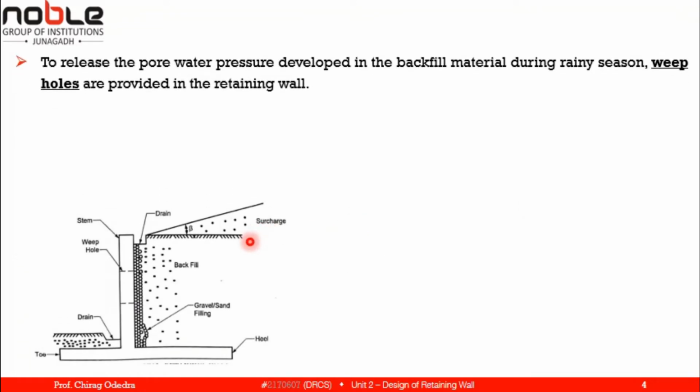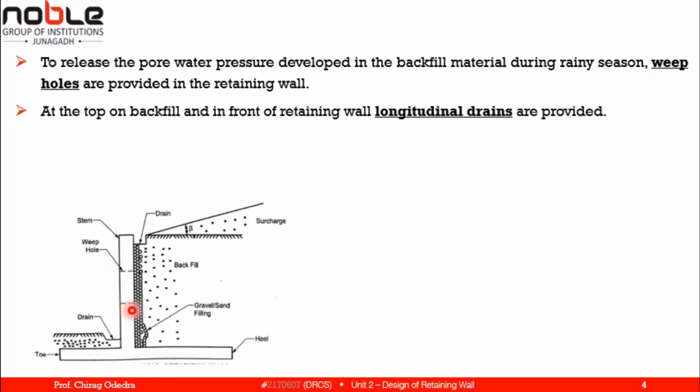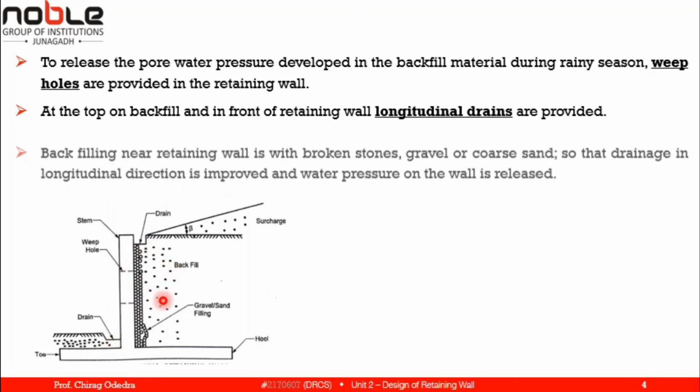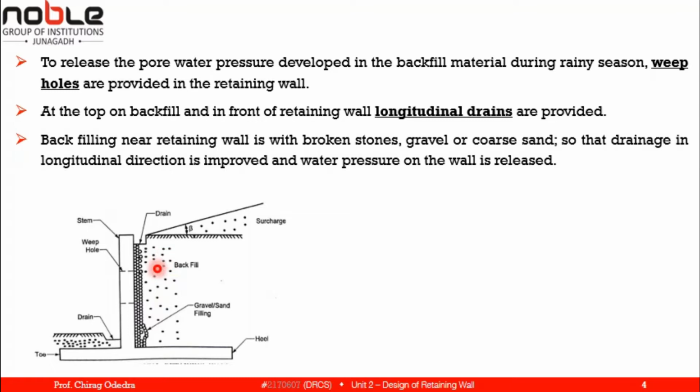To release the pore water pressure developed in the backfill material during the rainy seasons, weep holes are provided in the retaining wall. At the top on the backfill and in front of the retaining wall, longitudinal drains are provided, and backfilling near the retaining wall is with broken stones, gravels or coarse sand, so that the drainage in the longitudinal direction is improved and the water pressure on the wall is released.